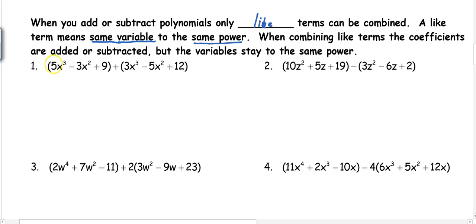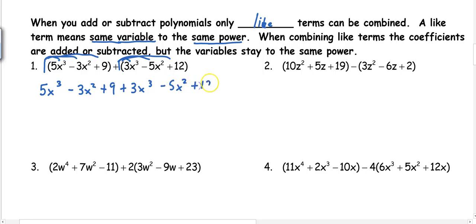So in number 1, to get rid of the parentheses, we need to look at what to distribute. If there is nothing in front of the parenthesis, remember we're just distributing a 1. So here I'm distributing a 1 to everything in the first set and a 1 to everything in the second set. When you distribute a positive 1, your terms all stay the same. So we have 5x cubed minus 3x squared plus 9 plus 3x cubed minus 5x squared plus 12.